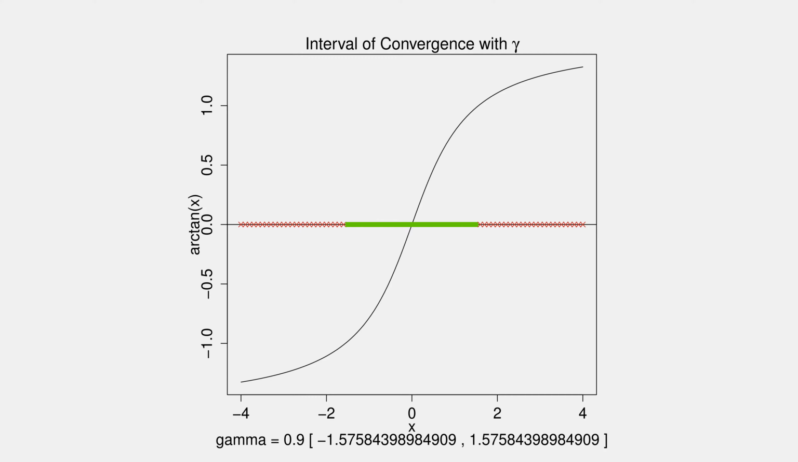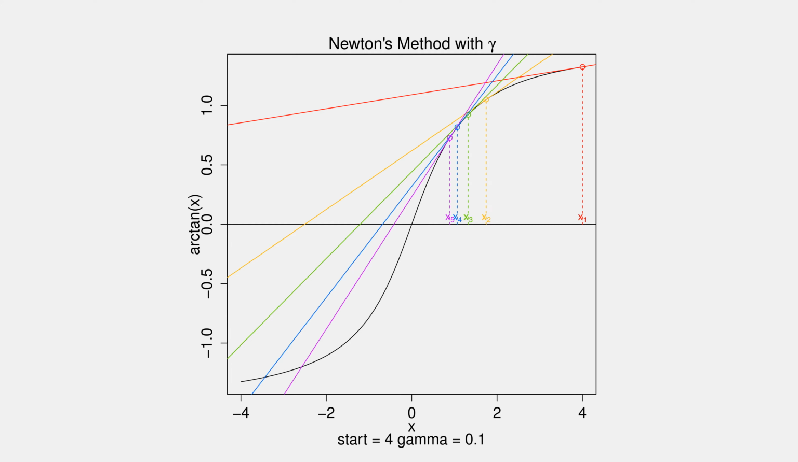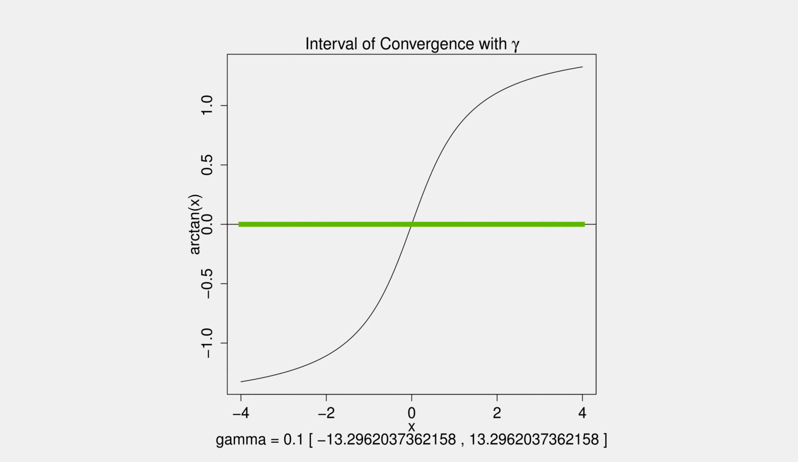Now our interval of convergence is actually between -1.57 and +1.57, but this is with a very large value for gamma. With a very small gamma, we can start much further away, in this case the starting point of 4, and still lead to convergence. With our value for gamma being 0.1, our interval of convergence is now between -13 and +13.